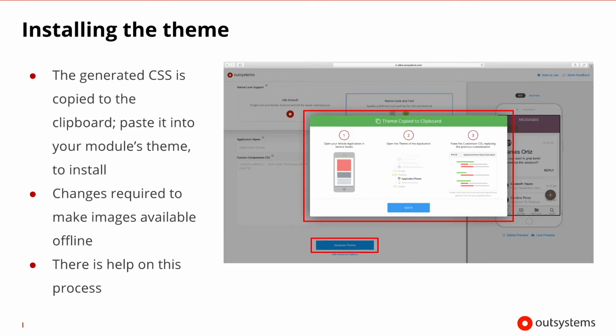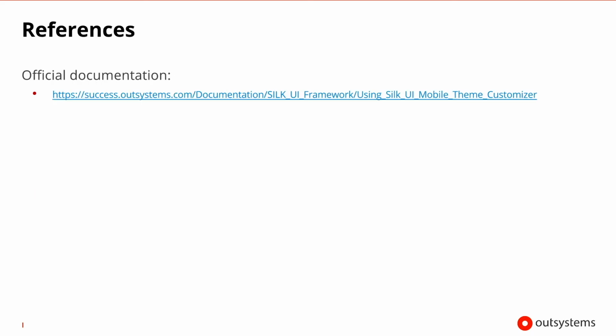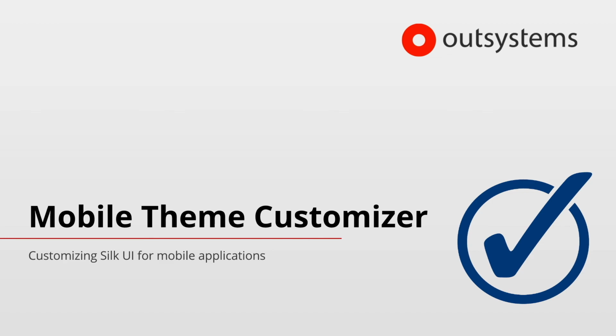Finally, you install the theme by hitting the Generate Theme button. The theme's CSS code is automatically copied onto the clipboard, and you just need to paste it onto your application. And we're going to see this on a demo. The theme, however, uses any images, such as logos and fonts, as external resources. If you want to make them available offline, you need to make some changes to the generated CSS. You have the official documentation available on how to do all of these things. And that's it for Mobile Theme Customizer.